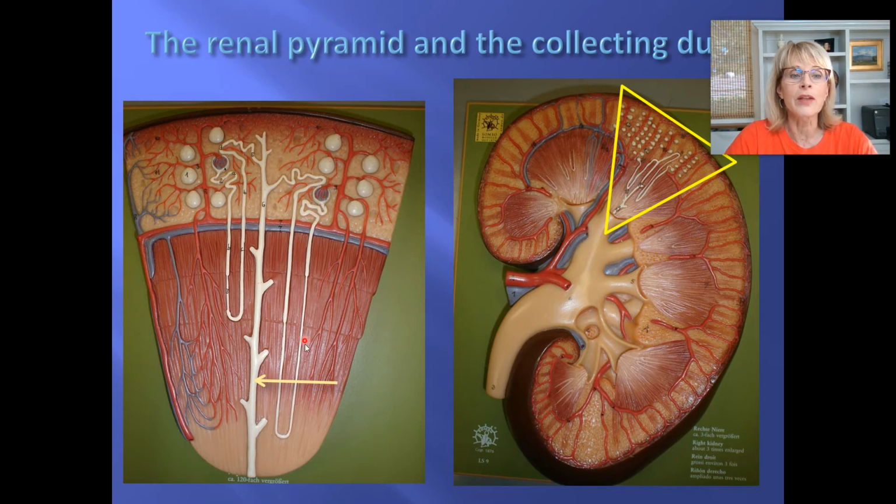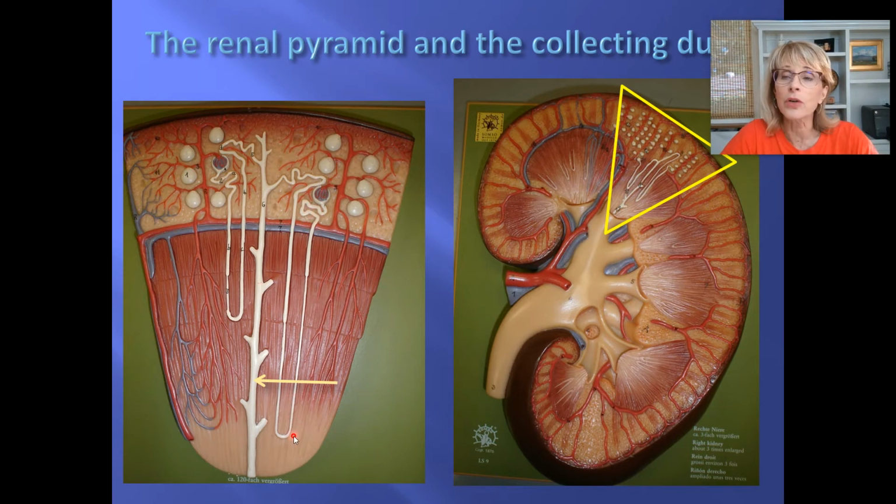It will get used by the descending limb of the loop of Henle. And remember, if it's saltier here than it is in there, water will want to leave by osmosis. So the descending limb of the loop of Henle will allow the kidney to reabsorb about a third of the water that started this journey. Remember, almost two-thirds of it got reabsorbed right here at the proximal convoluted tubule.